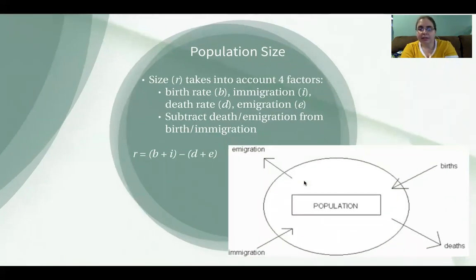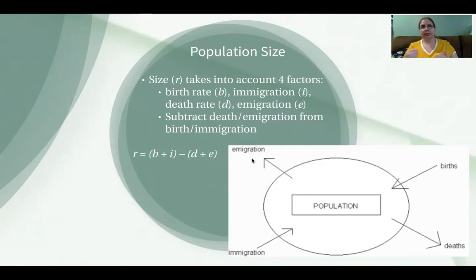So we can look at this in terms of a mathematical equation, and it looks at the rate that the population is changing in size. So what is the growth rate of the population? Now the picture below kind of summarizes what we just said about the factors. So this is the population within their area. Births increase the population, deaths decrease the population. Immigration will increase the population, emigration will decrease the population.